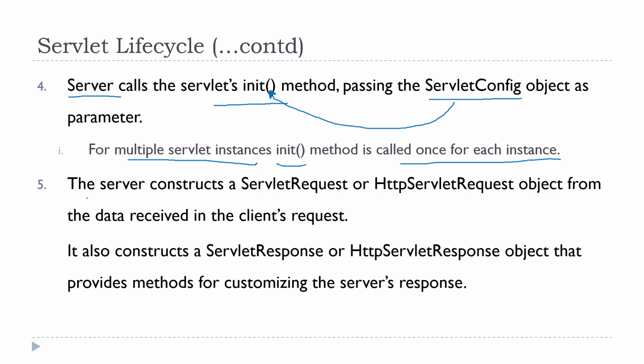The fifth step is that the server will construct a servlet request or HTTP servlet request. If we are using a generic servlet, then it will create a servlet request. And if we are using HTTP servlet, then the server will construct an HTTP servlet request object. Depending on which type of servlet we are working with, it will create either this object or the HTTP servlet request object. And it will create this object using the data which has been received from the client.